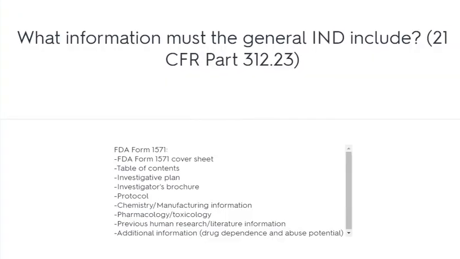What information must the general IND include? FDA Form 1571 cover sheet, table of contents, investigative plan, investigator's brochure, protocol, chemistry and manufacturing information, pharmacology, toxicology, previous human research literature information, additional information.